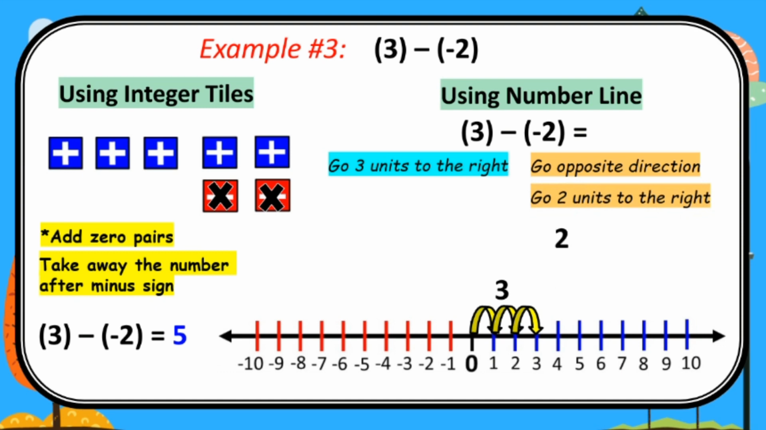So, mag-start tayo kung saan tayo natapos kanina sa ating minuend. Then, mag-move tayo ng 2 beses pa kanan. So, we have 1 and 2. Then, ano ang integer na katapat? We have positive 5. Therefore, positive 3 minus negative 2 equals positive 5. So, same answer as sa ating integer tiles.